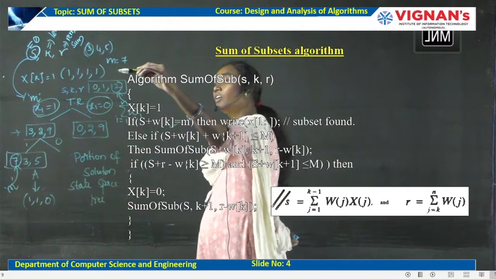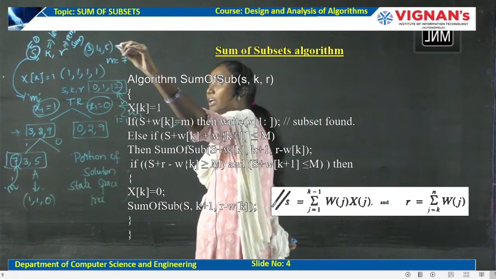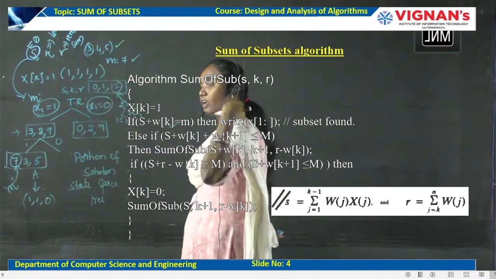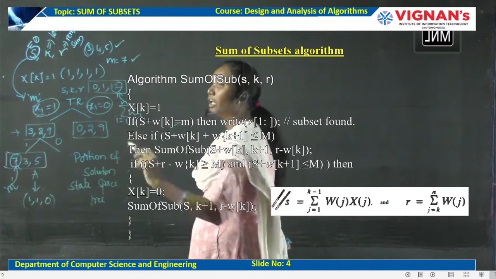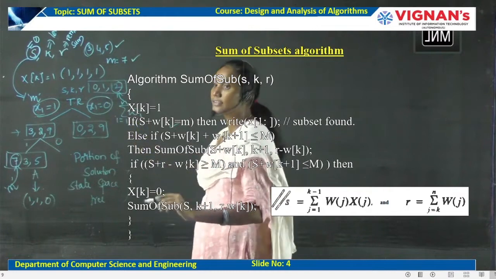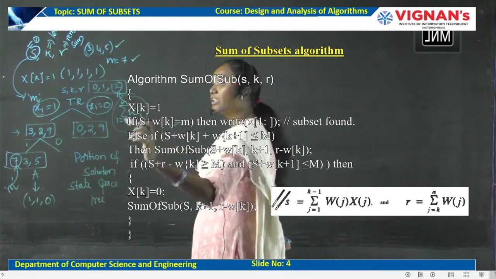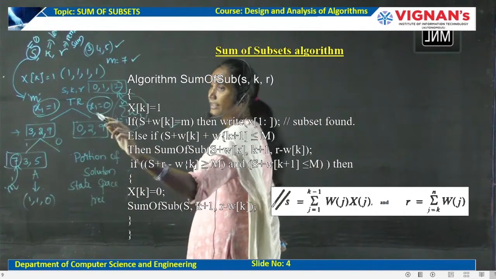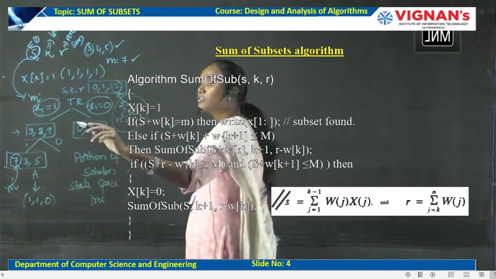Here given x is a list which is 3 4 5, and m is equal to 7, which is given to you, and initially s comma k comma r. So s is initialized with 0 and k is initialized with 1 because it is starting from level 1, and r is initialized with the summation of i equal to 1 to n of wi. Now we need to generate the left subtree as well as the right subtree. So x1 is equal to 1 and x1 is equal to 0, which means we have taken the first weight.